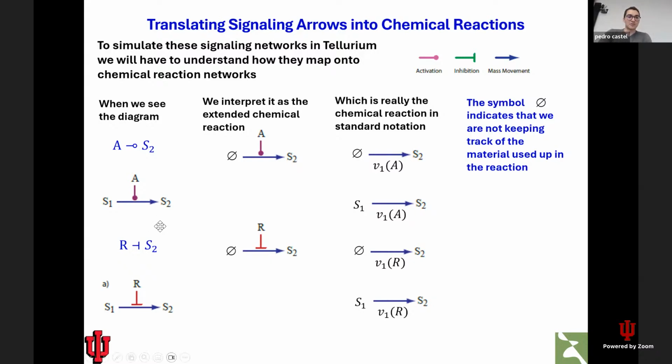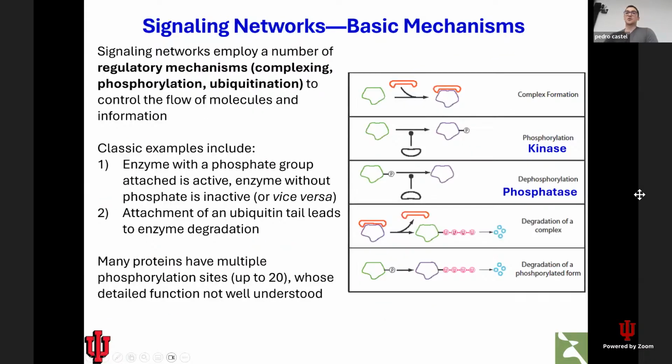In the bottom here, we have the inhibition representation. And in the same way, if you see R inhibiting S2, it's as if nothing is generating S2, R is inhibiting the process. Or if you care about mass conservation, then S1 is becoming S2 and R is inhibiting the process. So some mechanisms of signaling networks are complex formation.